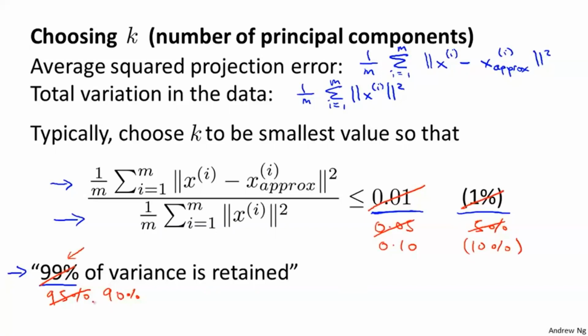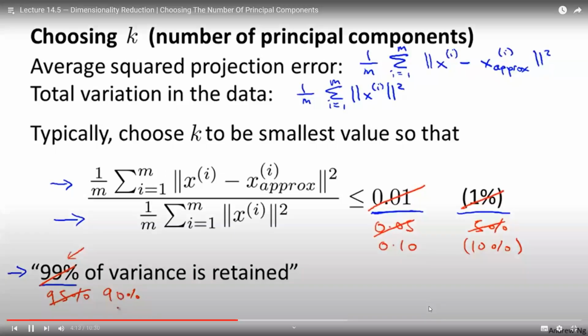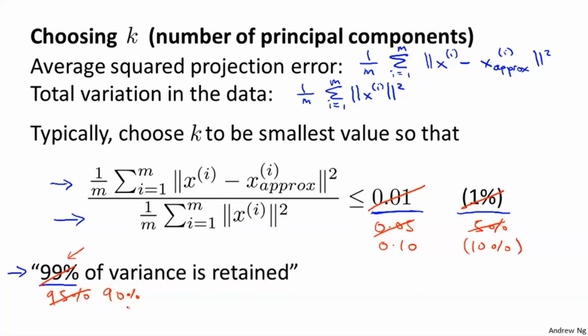And for many data sets, you'd be surprised, in order to retain 99% of the variance, you can often reduce the dimension of the data significantly and still retain most of the variance, because for most real-life data sets, many features are just highly correlated, and so it turns out to be possible to compress the data a lot and still retain 99% of the variance, or 95% of the variance.